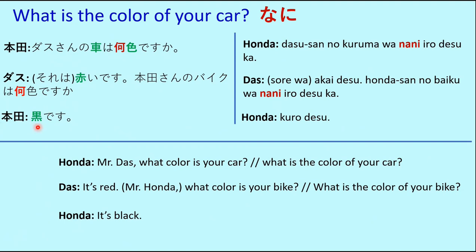And Honda-san replies kuro desu, means it's black. Kuro, these colors we have seen in lesson 31. Although we didn't see the kanji versions because this will be dealt with in a separate chapter on kanji. So for the time being, just pay attention to the words. That's why it's written in English also. Kuro means black. So the bike of Honda-san is black in color. So this is how this simple conversation goes.